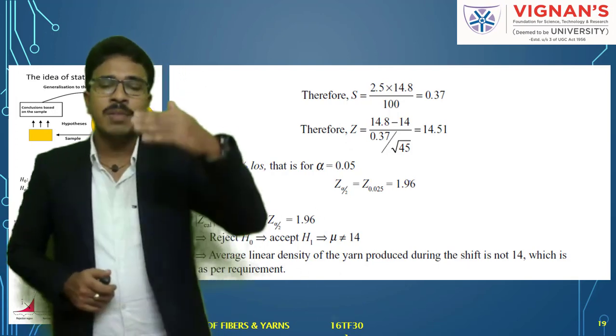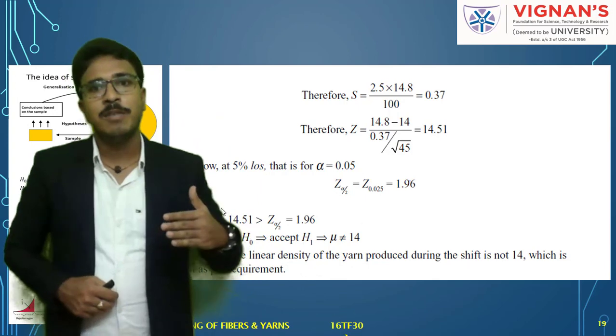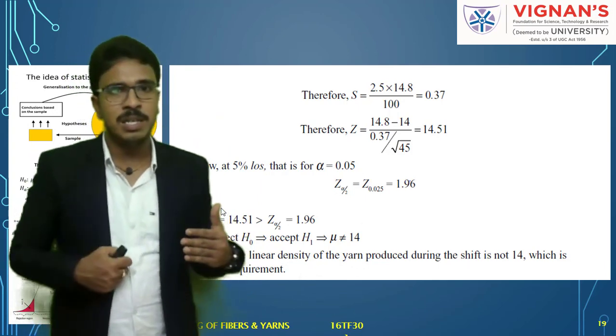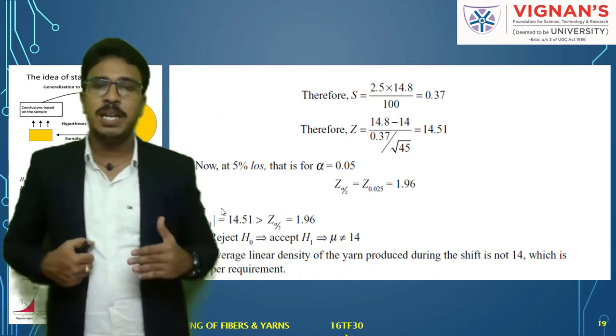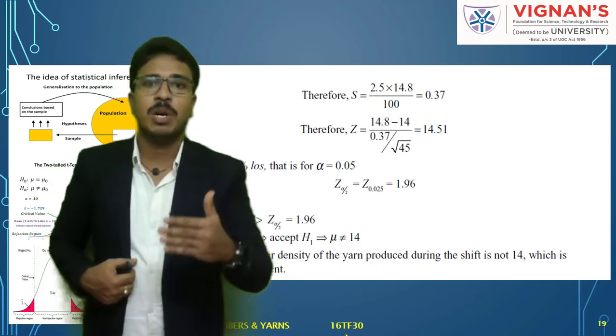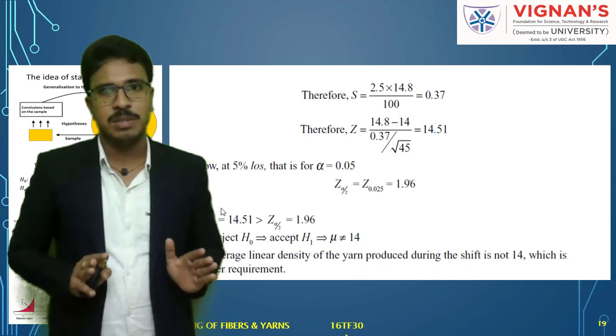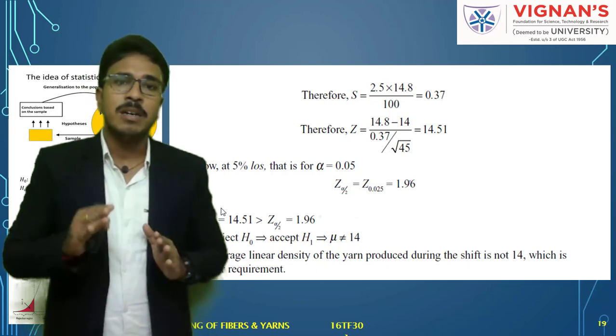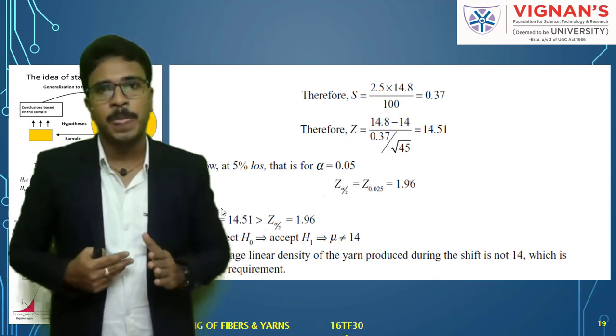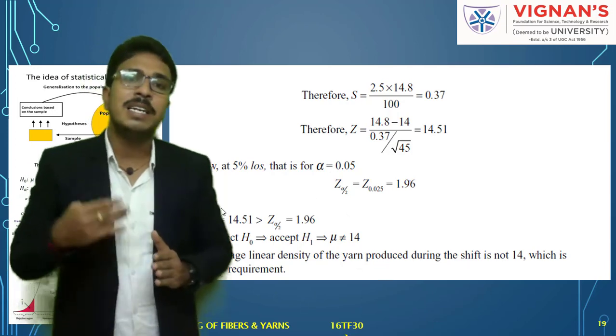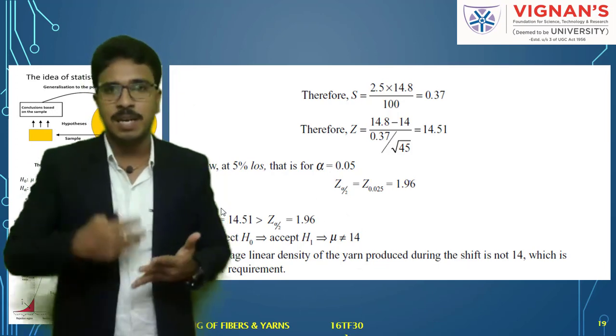Now we have the calculated value of Z, which is 14.51, and the tabulated value of Z, which is 1.96. Now we have to compare these two values. So here, which value is more? Obviously the calculated value is more than the table value.